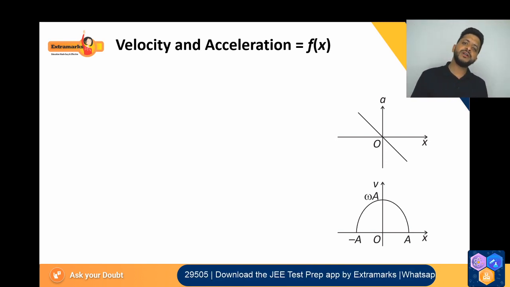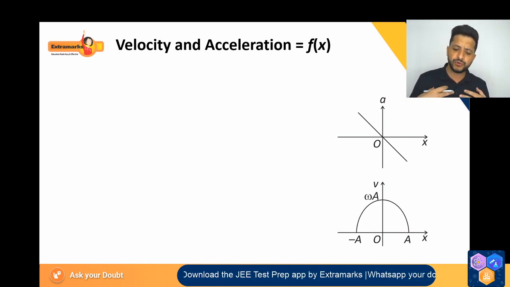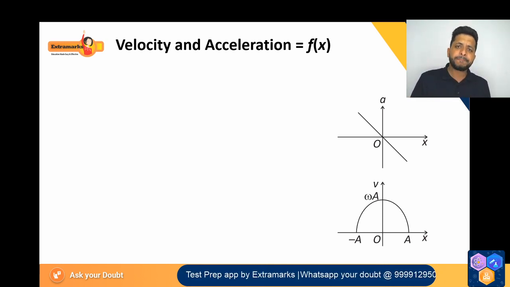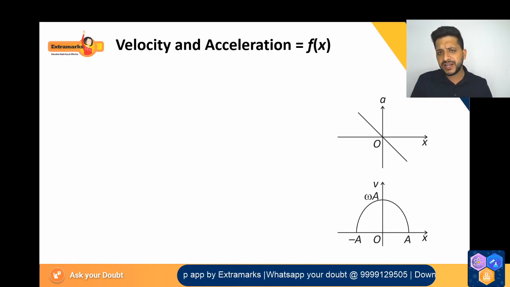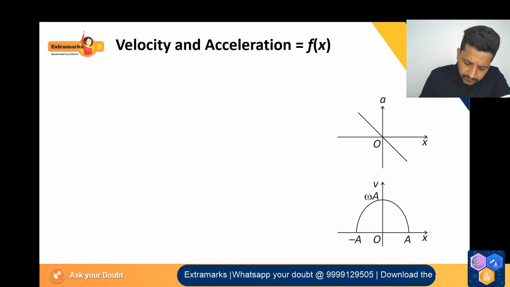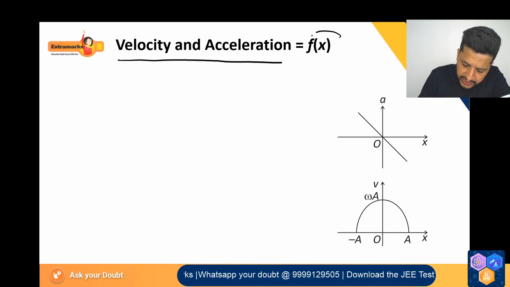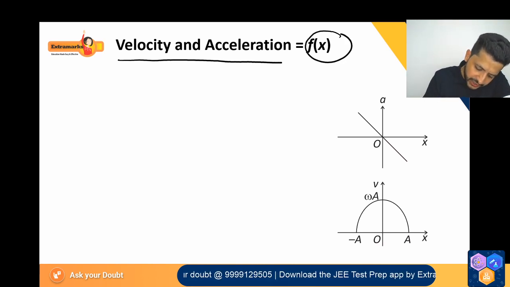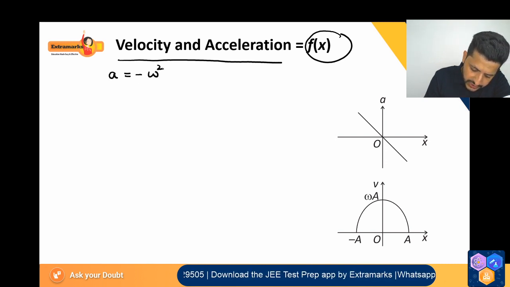So till now we have learned a lot of things. I hope you were with me and you were understanding. Just the last thing, which is more of analytics: velocity and acceleration of this particle as a function of position. For acceleration, though we already know, acceleration is equal to, we have already written, minus omega square into x.